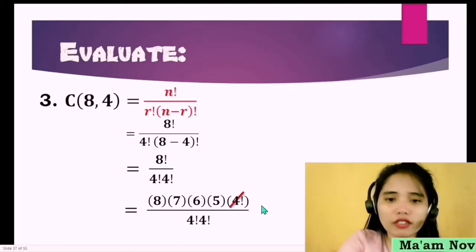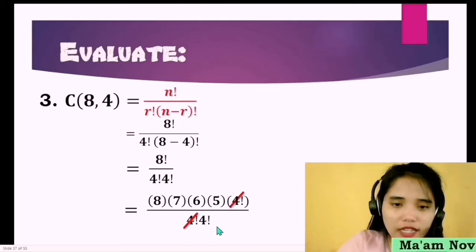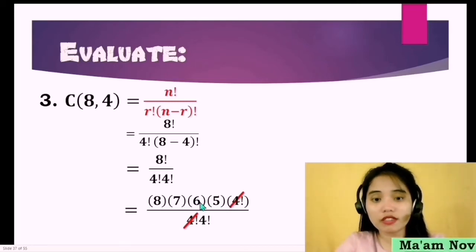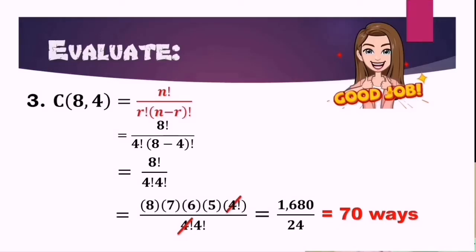Okay? So, we have here, cancel natin si 4 factorial and tsaka yung isang 4 factorial. Since wala na tayong pwedeng makancel, so we will multiply 8 times 7 times 6 times 5. It is equal to 1,680. Then what is 4 factorial? 4 times 3 times 2 times 1 is equal to 24. And we will divide it. So we have 70 ways.